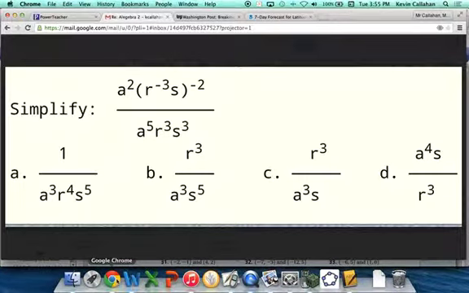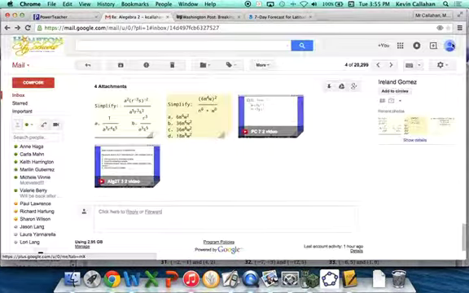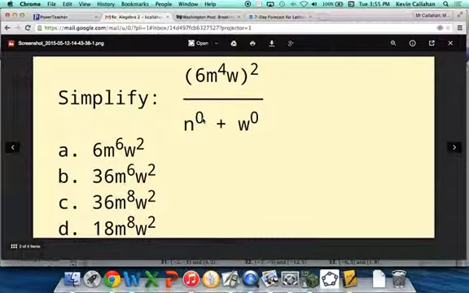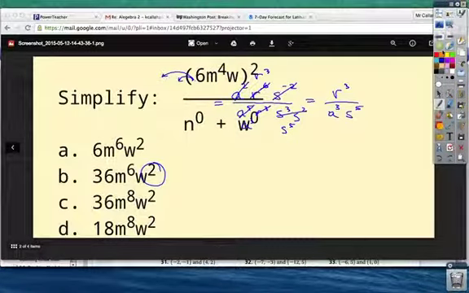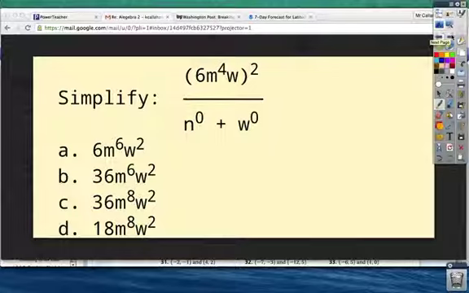Go back to your email. Close that. Open up the other one. Go back to this. Tricky. Okay, another properties of exponents problem. You're supposed to know that anything raised to the 0 power equals 1, right? This equals 1, and this equals 1. So at this point, your denominator equals 2, right? Anything to the 0 power equals 1. So this is 1 plus 1, 2.